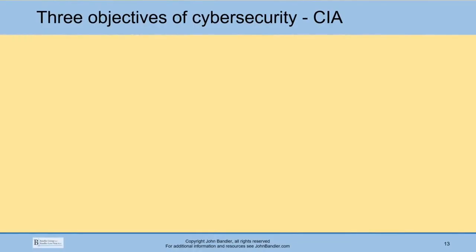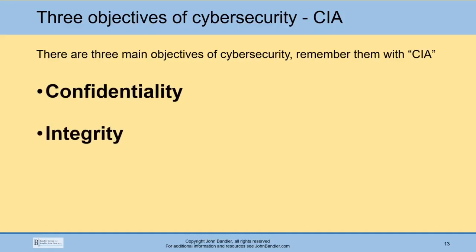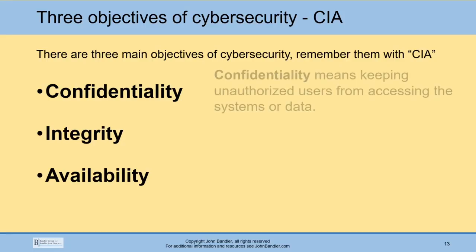There are 3 objectives of cybersecurity. If you are studying for a cybersecurity certification, you need to know these. You'll also see them contained within cybersecurity laws. The 3 main objectives of cybersecurity, you can remember them with the initialism of CIA. Let's first talk about the 3 words: confidentiality, integrity, availability. So first you remember those 3 words, then you remember a little bit about each of them.